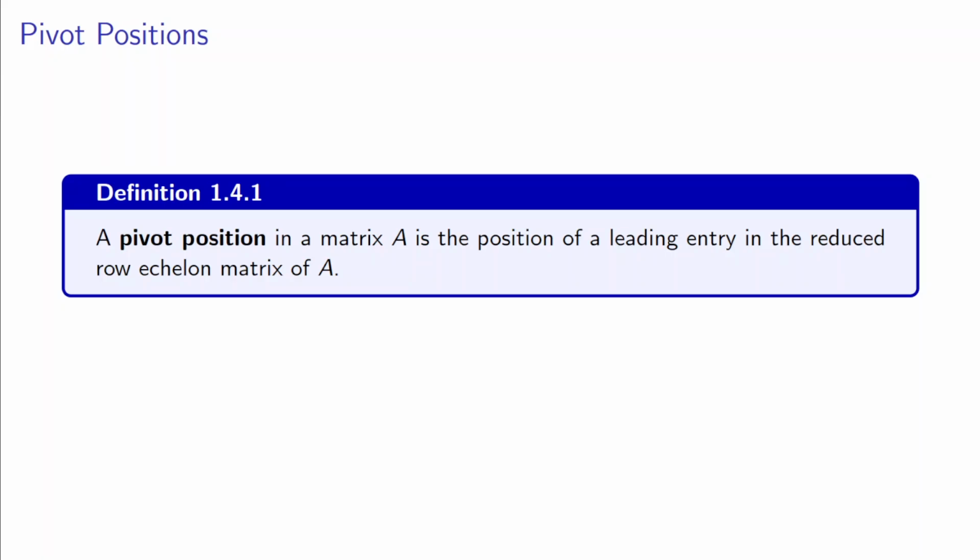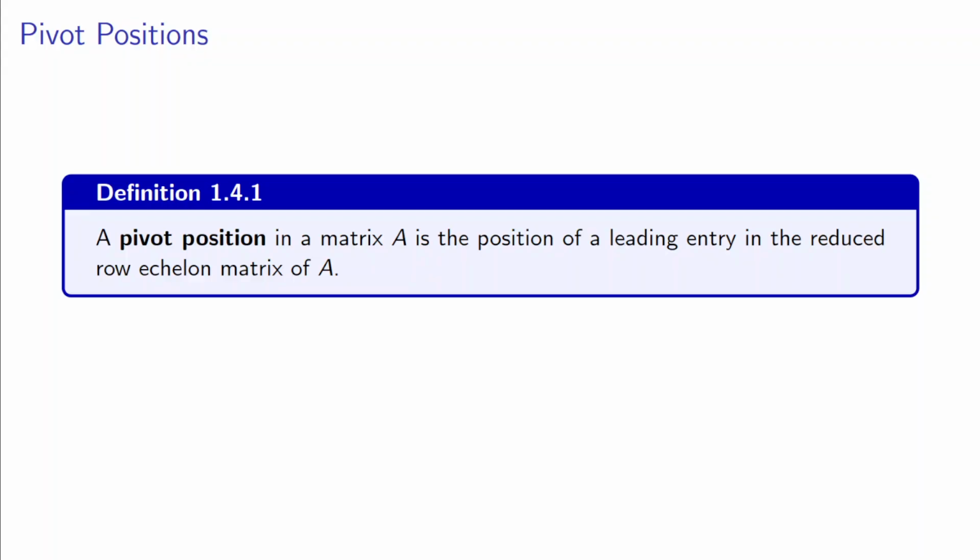We're going to be looking at the concept of a pivot position of a matrix. We say that a pivot position in a matrix A is the position of a leading entry in the reduced row echelon form of matrix A. So your first step in identifying a pivot position is to get that matrix in its reduced echelon form. And we'll remind you that that form is unique.